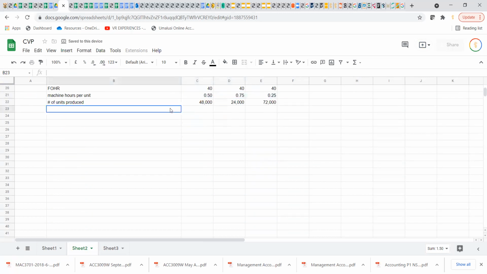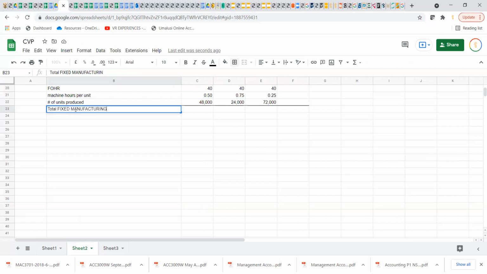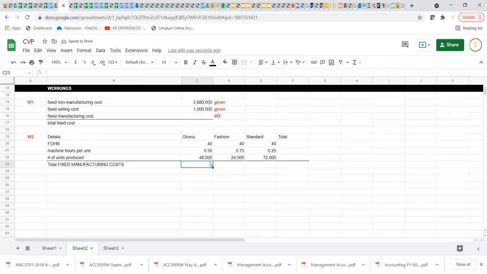So this is going to give us total fixed manufacturing costs. I'm only writing in bold caps so you can see, just to pay attention. You don't have to write it in caps. So that is fixed overhead rate multiplied by activity.